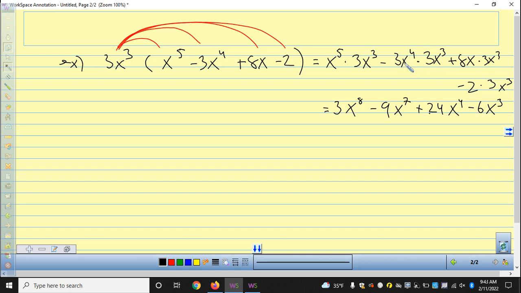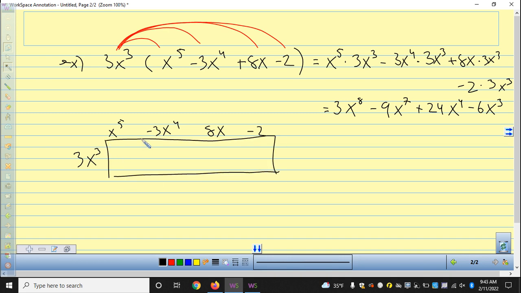So here where I have two numbers, I'm multiplying the numbers together to get this number that I get out in front of my variables. If I use the box method, I would do it like this. So here I have x to the fifth times 3x to the third, minus 3x to the fourth times 3x to the third, 8x times 3x to the third, and negative 2 times 3x to the third.